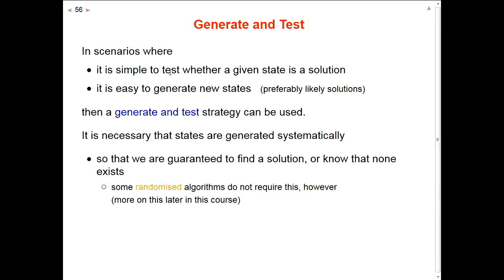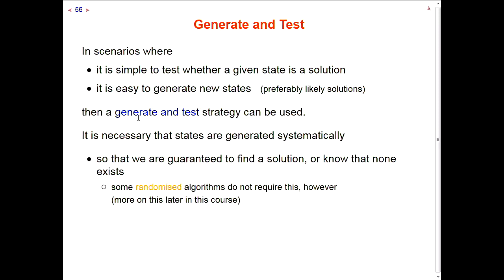If we have a scenario like this, where it's easy to test whether a candidate is a solution to the problem, and also it's easy to generate candidates, then this generate and test strategy can be used. It is necessary that these possible candidates can somehow be generated systematically, so that in the end we can be sure that we've exhausted all possible candidates and we haven't found a solution, so we can say there is none.